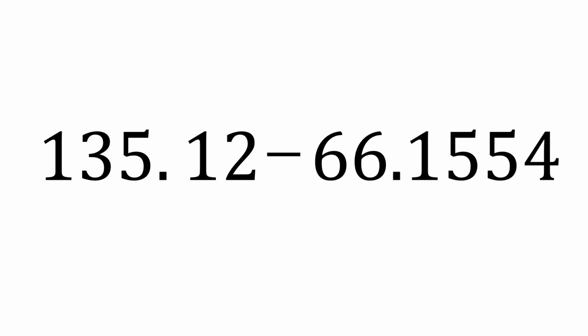Now let's try some bigger numbers. 135.12 minus 66.1554. Now let's rewrite this vertically. So 135.12. Align the decimal points with 66.1554. Then, fill in all the spaces with zeros.